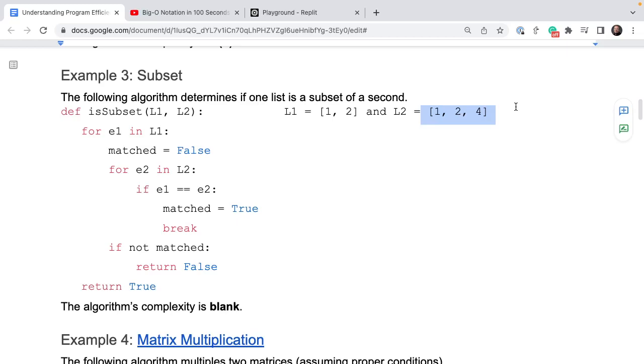Would it be constant? Let's do it this way. Anyone think this is constant? Good. The constant ones are pretty rare. Let's go in order. So what comes after constant? Logarithmic. Anyone think this is a logarithmic time algorithm?